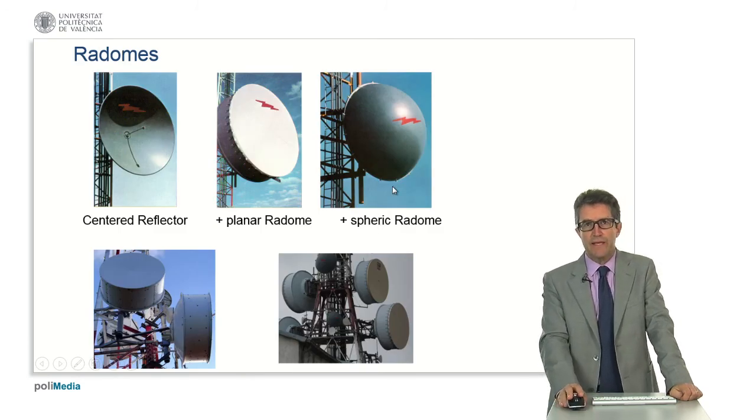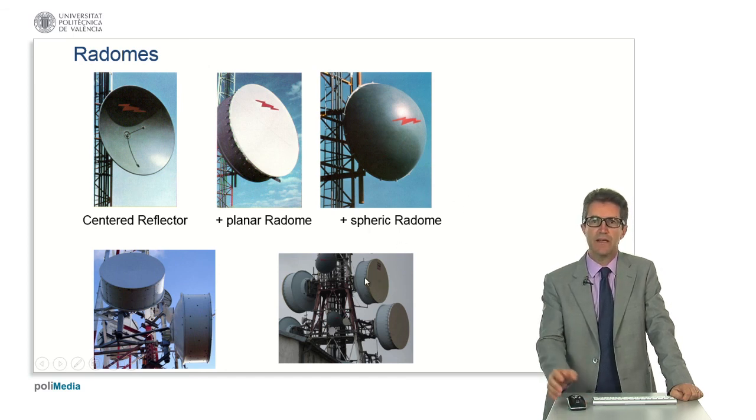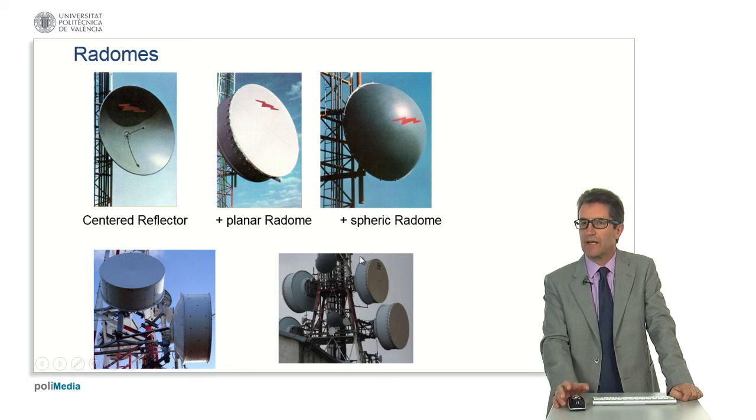And other elements that typically we see in some emplacements are the radomes. Radomes, planar or spherical radomes, are used in some reflector antennas typically placed in communication towers at high elevations, typically in the peak of mountains, and they are used to protect the reflector and feeding configuration from meteorological issues like rain, snow, ice, and even to maintain a certain temperature in the system.